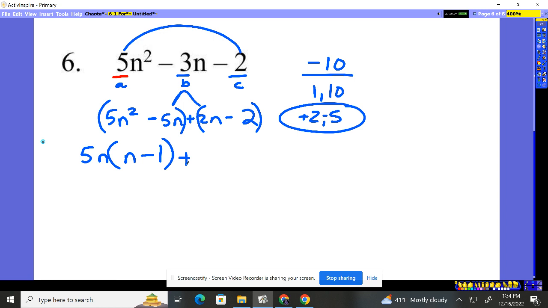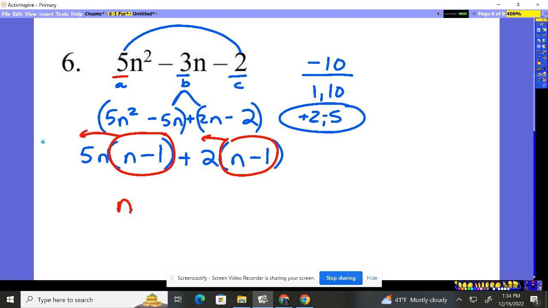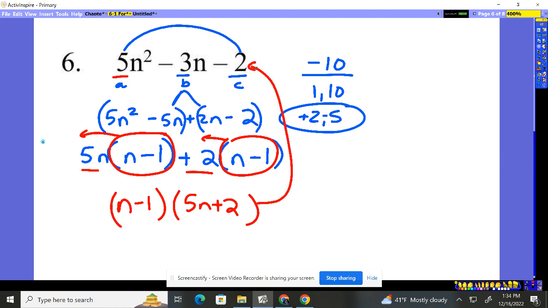Plus now I look at the 2n minus 2. What is the greatest common factor of 2n and a minus 2? A 2. I can factor a 2 out. 2 times what gives you 2n? An n. And 2 times what gives you a minus 2? A minus 1. Notice that with both these, we have factored out sort of this n minus 1. So we're going to bring it out front and factor it out, n minus 1. And then this is simply going to be the two pieces right here, 5n plus 2. And n minus 1 times a 5n plus 2 is the factoring of the 5n squared minus 3n minus 2.